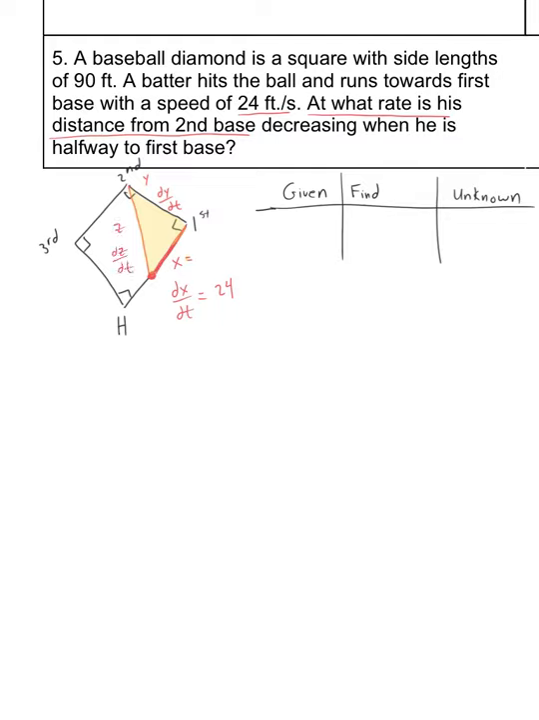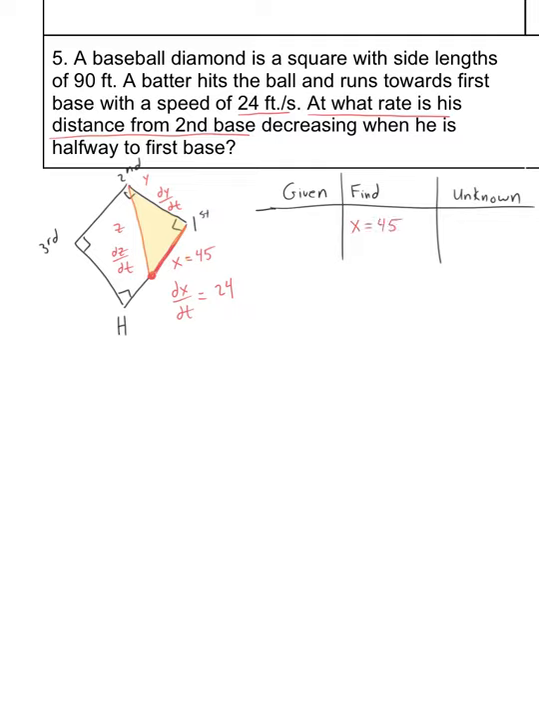So what other information do we have? We know that this rate is decreasing. At what rate is his distance decreasing when he is halfway to first? Well, if the whole side length is 90 and he's halfway to first, that means x has to be 45. All right, so that's something that we just found. We found x is 45.